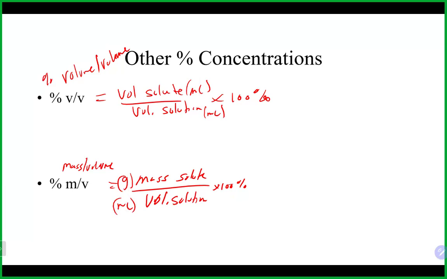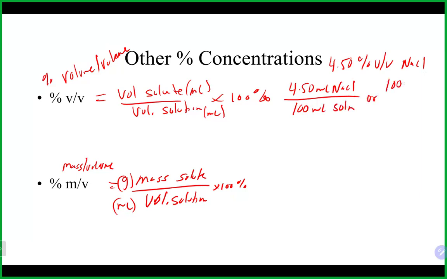So using the same example, if we had a 4.5% volume to volume sodium chloride solution, that would mean you had 4.5 milliliters of sodium chloride in 100 milliliters of solution. Or again, you could flip it around and use it in the opposite way.